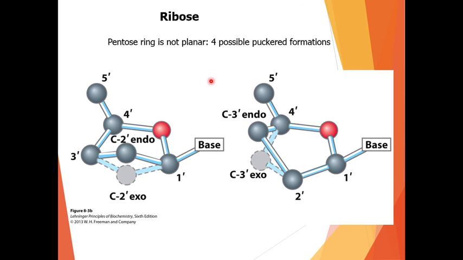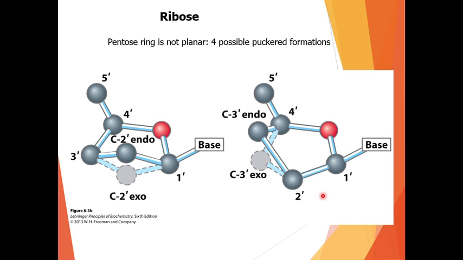Ribose ring or a pentose ring is not planar, and there can be 4 possible puckered conformations. The first one is a C2' endo, in which this 2' carbon is above the plane. The second is C2' exo, when the 2' carbon is below the plane, and you're comparing it to the plane of the oxygen.